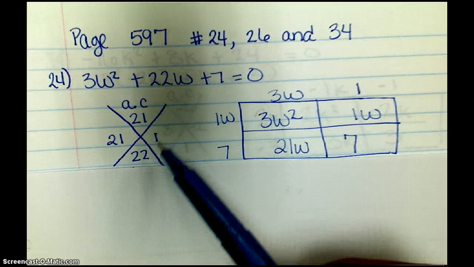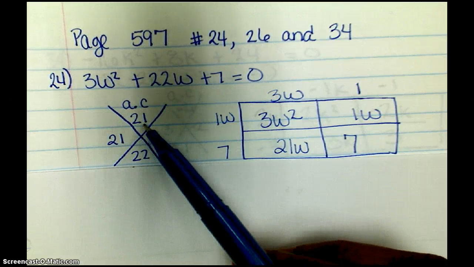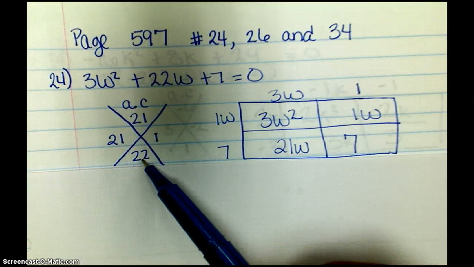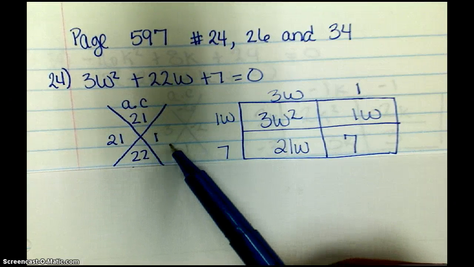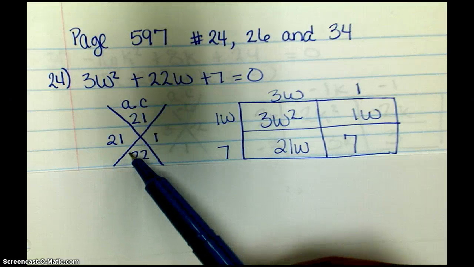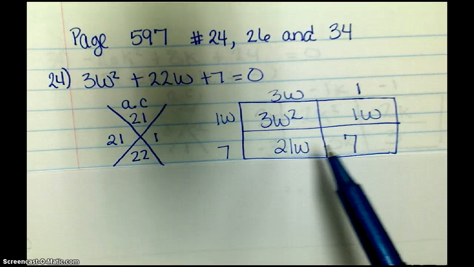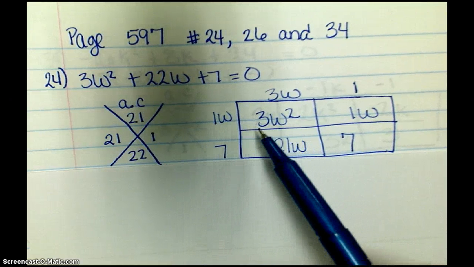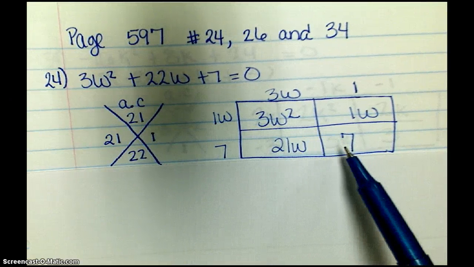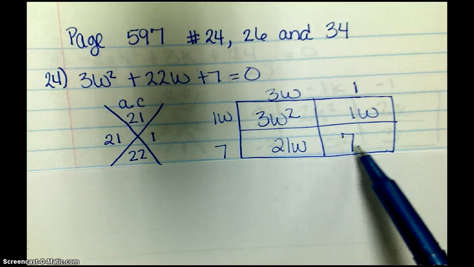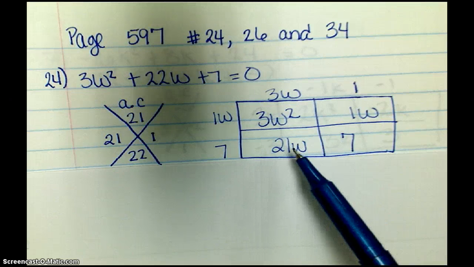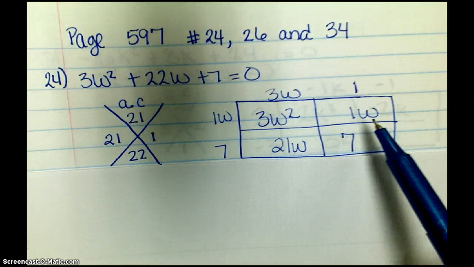You're going to ask yourself, what do you multiply together to get 21 and add together to get 22? The only options you have are 1 and 21. So that's your X part. Then for your box method, you put your first term, 3w squared, your last term, the c term, 7, and then your factors, so I put 21w here and 1w over here.